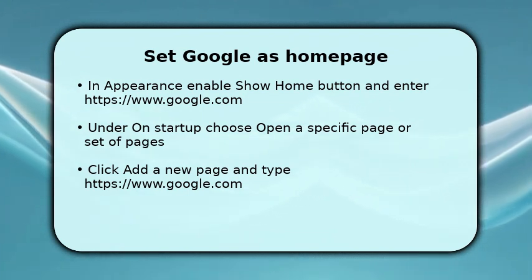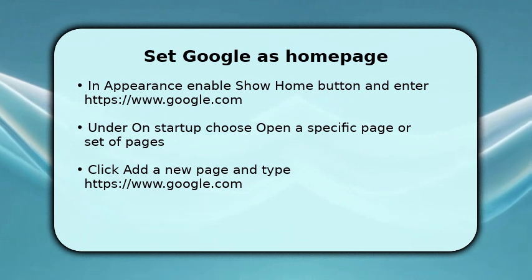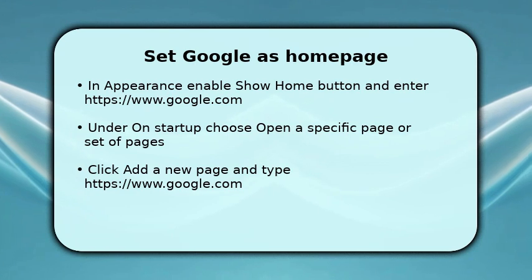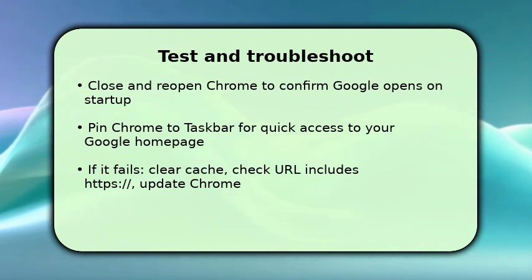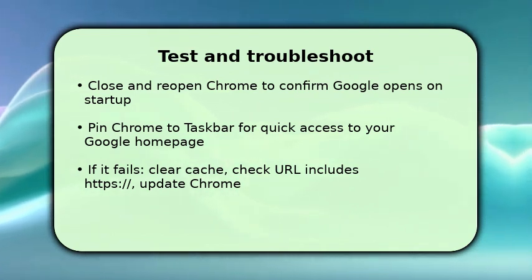Finish by closing Chrome and reopening it to confirm Google loads as your startup page, and click the Home button to verify it goes to Google.com. You can right-click Chrome on the taskbar and choose Pin for one-click access to your new home page.